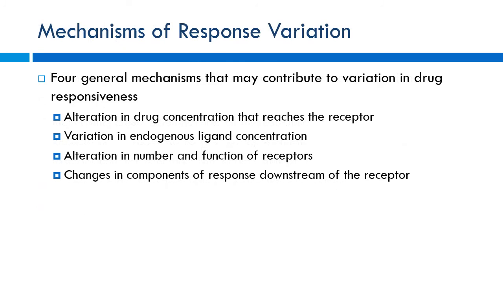Then some other mechanisms for response and variation. Again, you can alter how much drug is actually getting to the receptor. You can see variation in naturally occurring ligands that may be interfering with the drug, and that can change the response. You can change the number or the function of the receptors, as we'll see. And if you change some of the downstream responses, say some of the secondary messenger systems, you'll find that can also lead to a change in response. We're going to go over each of these individually now.